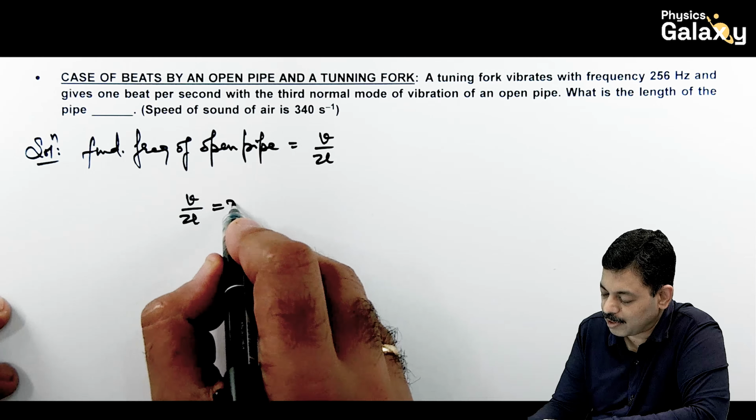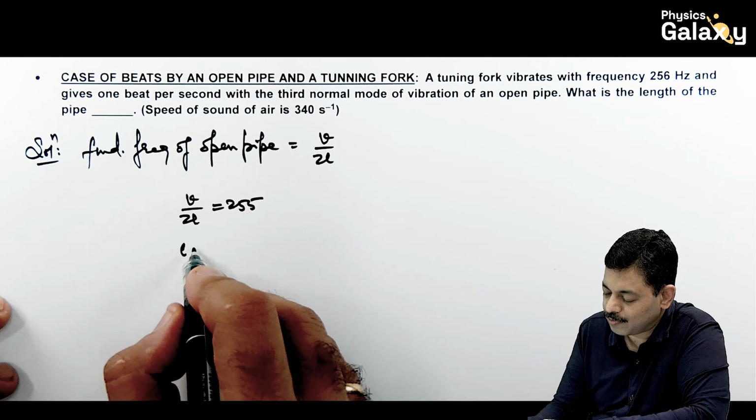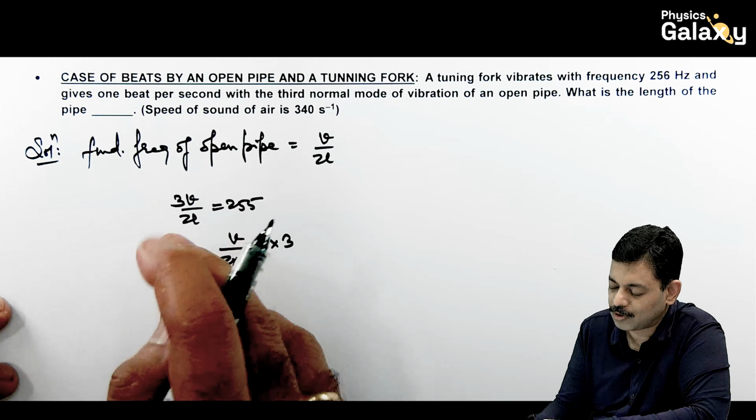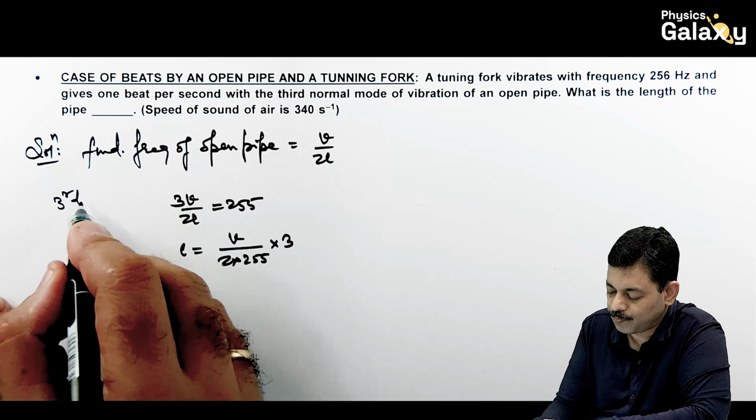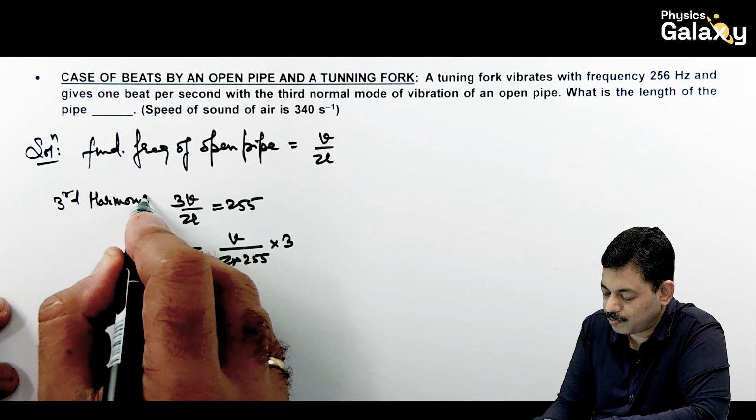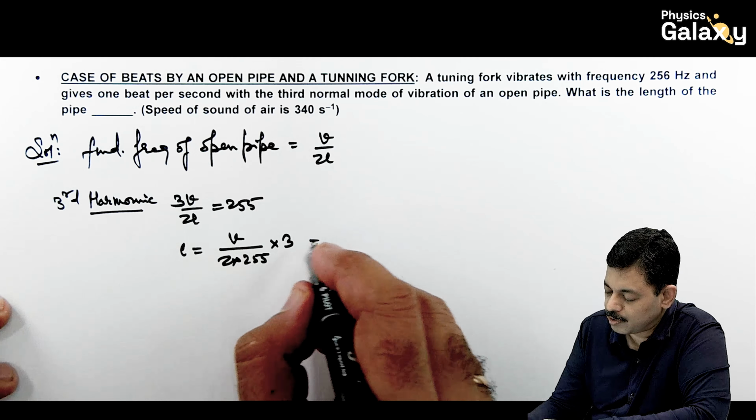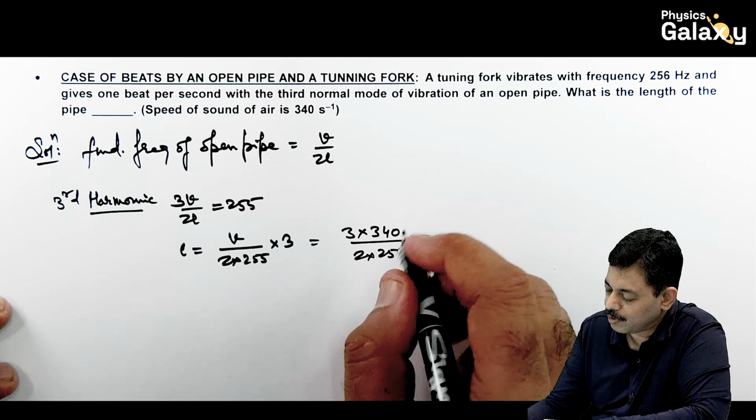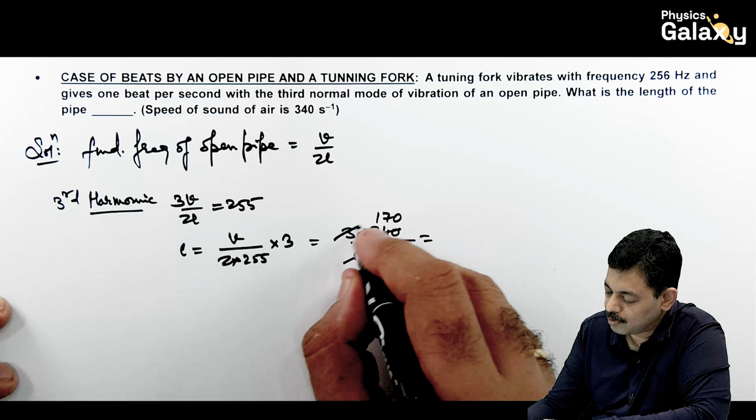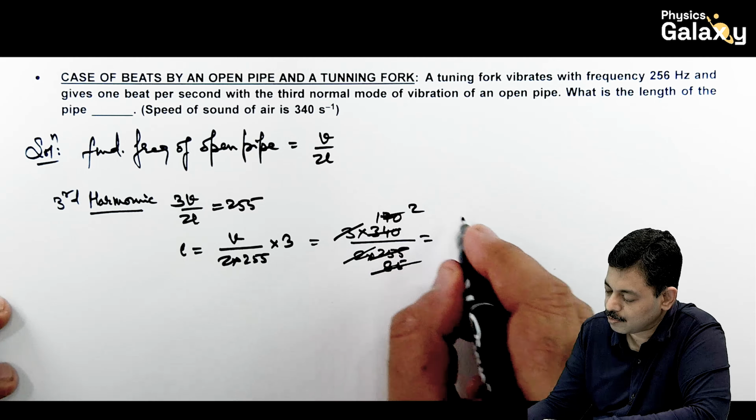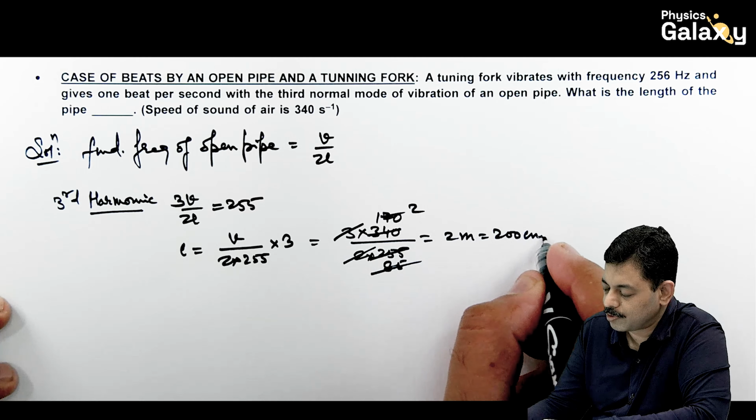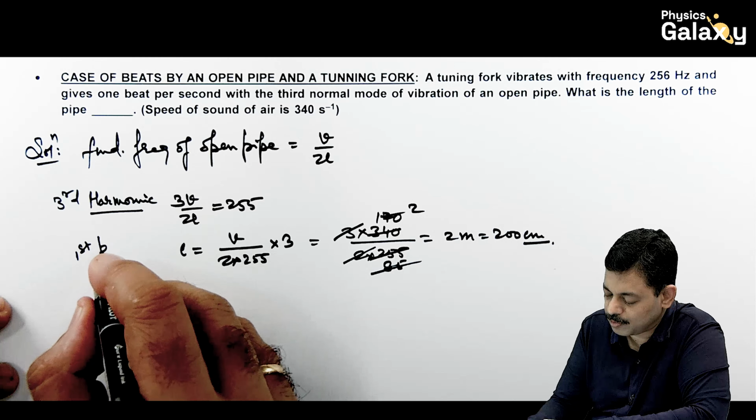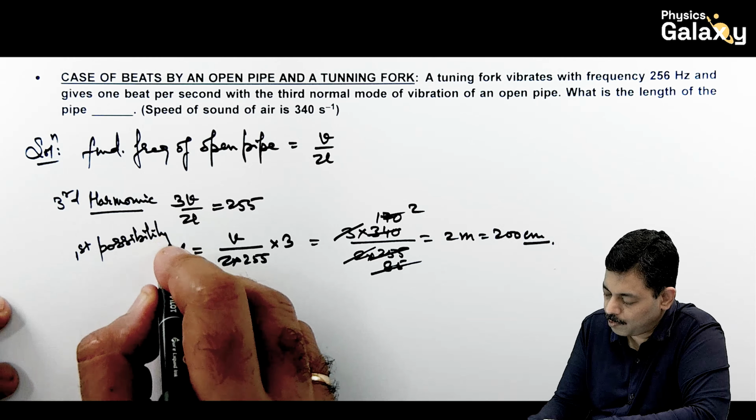So V/2L we can write as 255. So here it gives the value of L equals V upon 2 into 255 multiplied by 3, because we are talking about the third harmonic. So here we check with the third harmonic. This can be given as 3 into 340 by 2 into 255. Here it gives, cutting 173 here, this 85, this comes out to be 2 meter or it is 200 centimeter. And the next possibility, you can say this is the first possibility. So this is the possible answer.